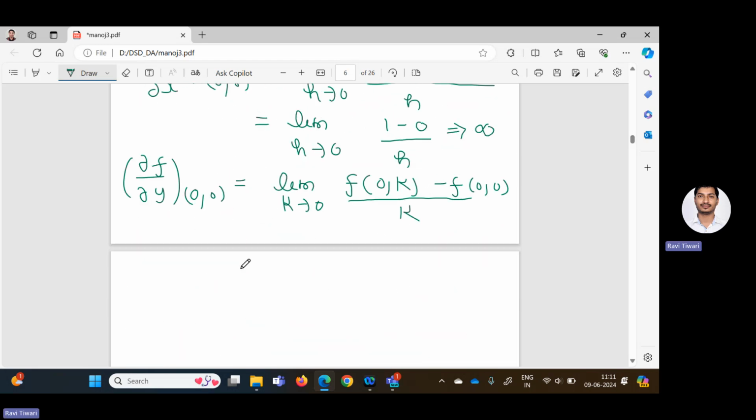So this you can write as limit k tends to 0 of f of 0, comma k, which is minus 1 minus 0, by k, and k is tending to 0. Because the denominator is tending to 0, this also you will get minus infinite, because minus 1 is given. So here you can see the partial derivative does not exist because we are getting infinite, and the function is also discontinuous.